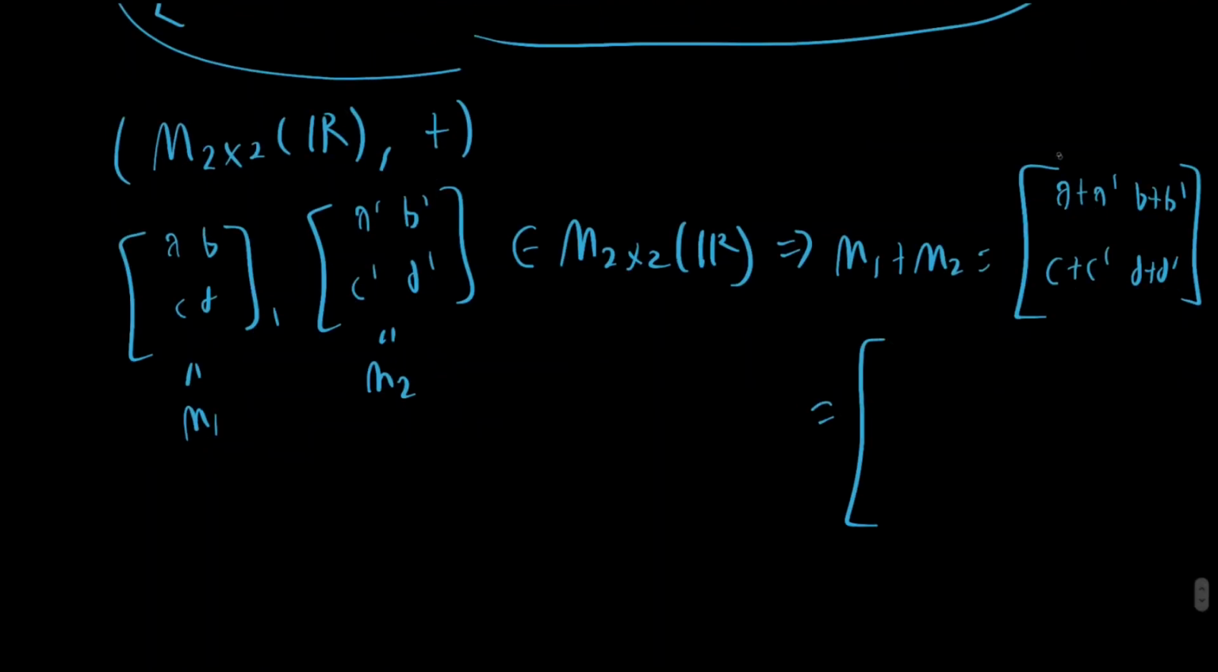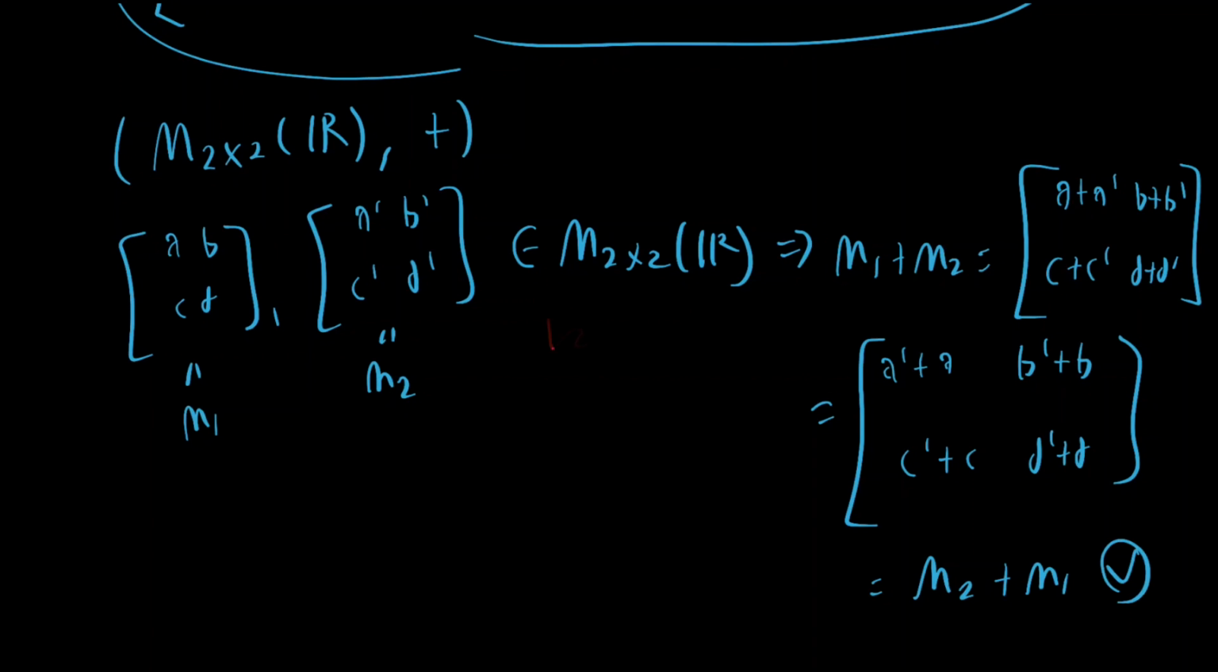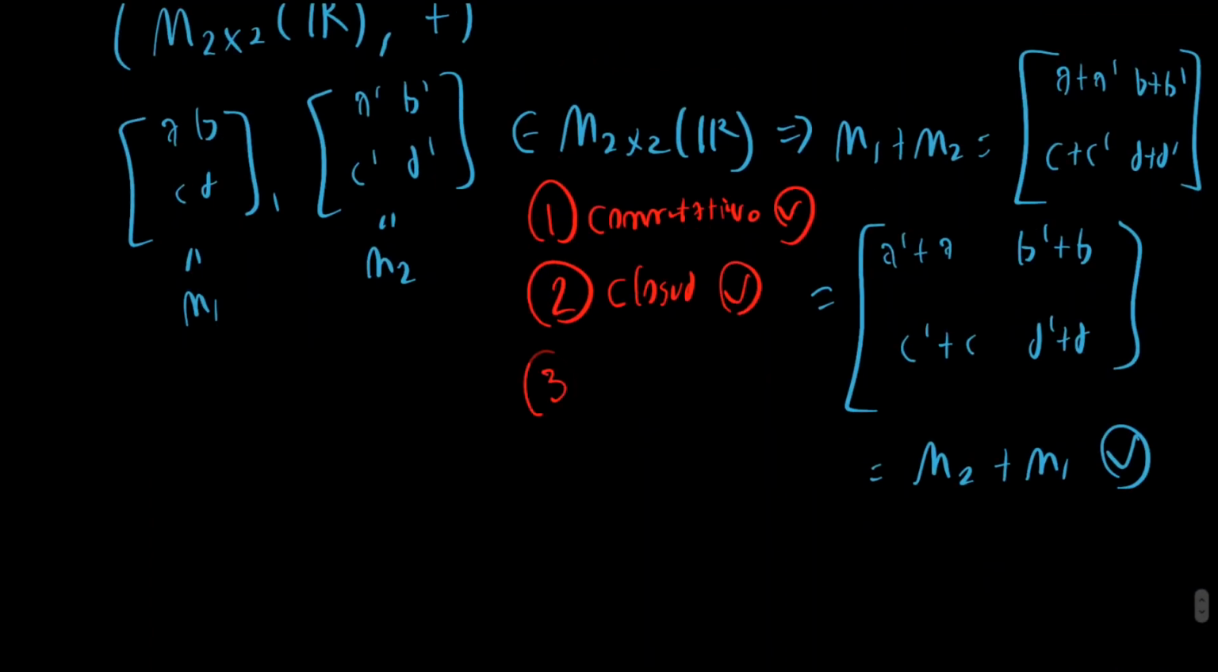But we know since this is a real number, this is a real number, and so on, by the commutativity of real addition, we know that this is true. And so this is equal to M2 plus M1. So in particular, addition is commutative. We notice also that this is closed, of course, because all these entries are real, and their sum is real because real addition is closed. So it is closed. It is also associative. By the same reasoning we did with commutativity, it's an immediate corollary of associativity of real addition.